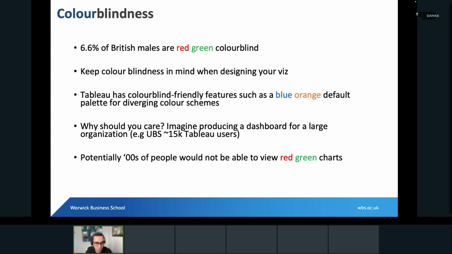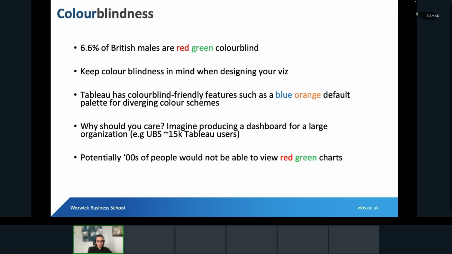So consider them, because the way that they see is completely different from others. And if you want to attract some attention by using the colors, if you don't consider this, you won't get the reactions that you want, or you don't essentially draw the attention of those people in your audience. Tableau has a colorblind friendly feature such as blue and orange default palette for diverging color scheme.